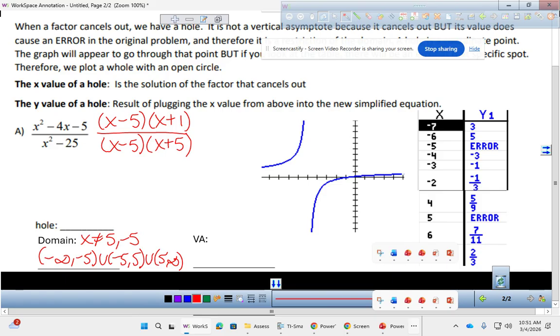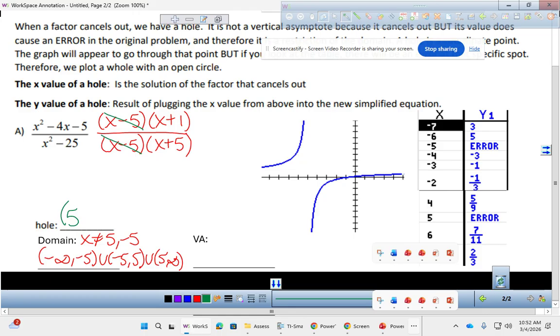So my next step we haven't done yet. If something cancels out, like this x minus 5 does, when something cancels out, that's called a hole. In this problem, there is going to be what's called a hole at positive 5. That's an x value, okay? Think about the solution of this one. The restriction of this one was the positive 5.